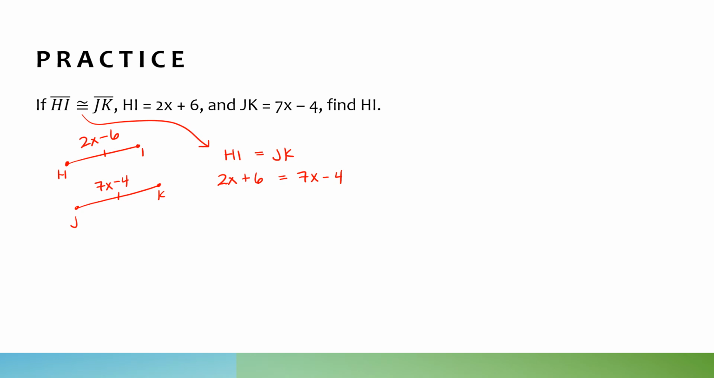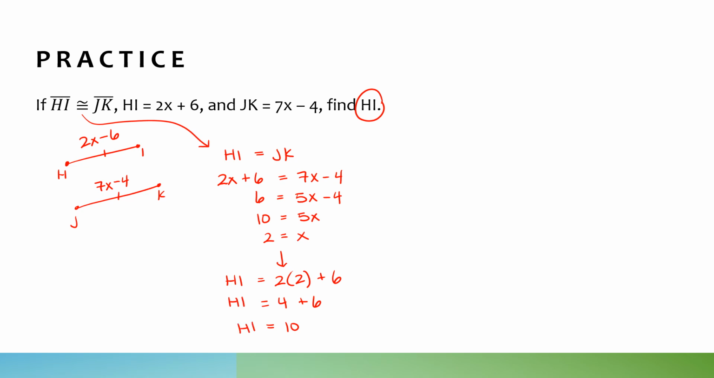I will go ahead and subtract 2x from both sides to get 6 equals 5x minus 4. And then I'll add 4 to both sides to get 10 is equal to 5x. And divide by 5 to get 2 for the value of x. Now keep an eye out. We were asked to find HI. So we're not quite done. We still need to go back in and say, okay, HI is 2x, well, 2 is equal to x, plus 6, or 4 plus 6, or 10. Okay.